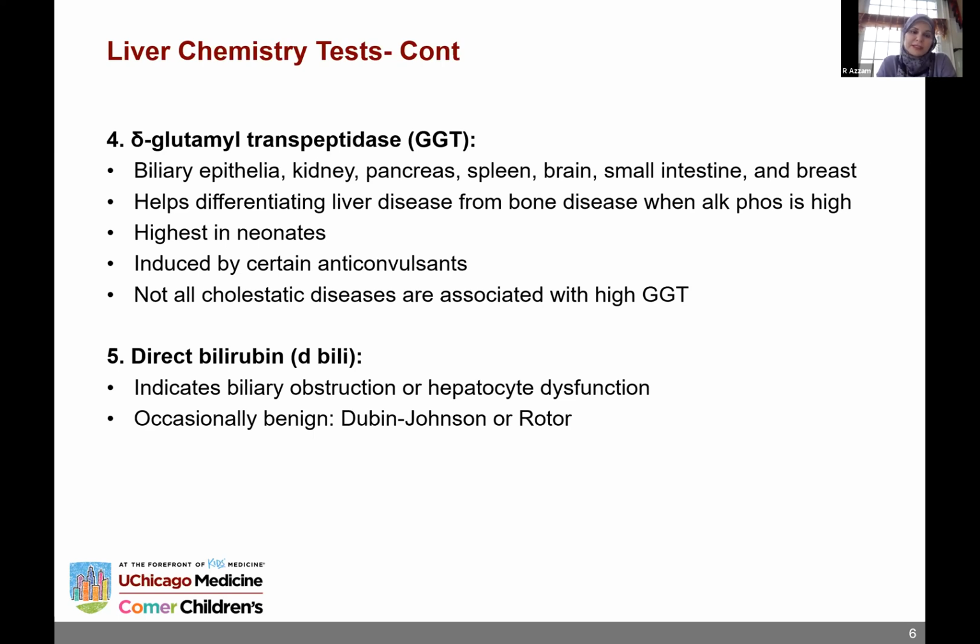GGT is known to be elevated in neonates, and it stays elevated for the first month of life. In our lab, the normal is up to 60, but for babies, we take up to 100 as normal.